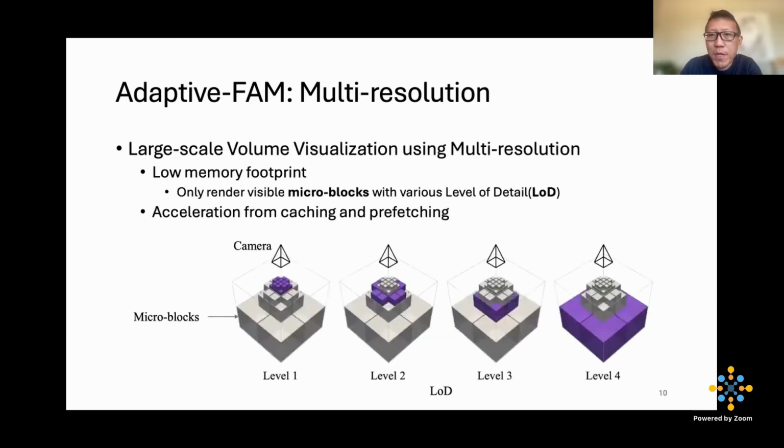Our proposed representation is structured on top of the multi-resolution, where the entire volume is partitioned into data segments, called macro blocks, with various levels of detail. During the rendering phase, only those macro blocks visible from the current user's point of view are loaded to the fast memory for rendering. As the user explores the dataset, such data loading can also be accelerated by introducing caching and prefetching.